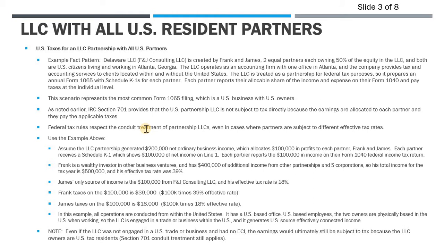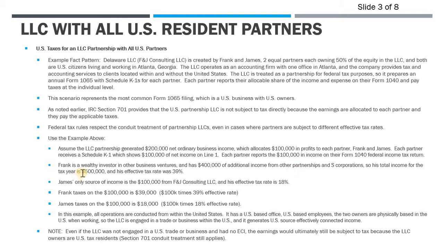Okay, so the federal tax rules, just to illustrate this point, respect the conduit treatment even in cases where you have partners subject to a wide variety of effective tax rates. So if we look at the example above, let's say the LLC generated $200,000 in net profits. So $100K is being allocated to each partner, Frank and James. So Frank and James have a K-1 showing $100,000 of income allocated to each partner, and they report this 100K on their 1040 tax return.